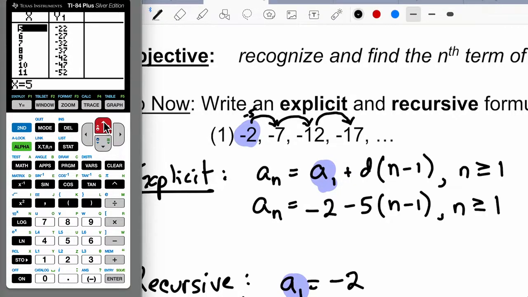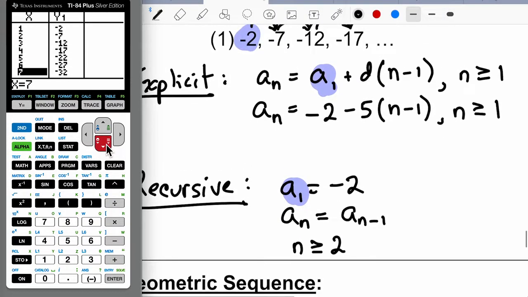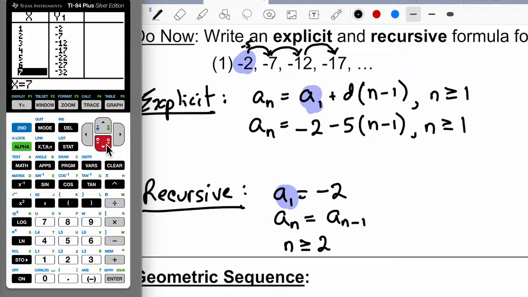But in terms of the recursive model, it's actually even easier because, again, you still only need the two basic ingredients, the initial value and the common difference. We already have the initial value accounted for. The common difference gets tacked on right here, so minus 5. Again, what this is saying is you have two values within the sequence, a sub n minus 1 and a sub n. Right? A sub n minus 1 is 1 unit before the nth value.